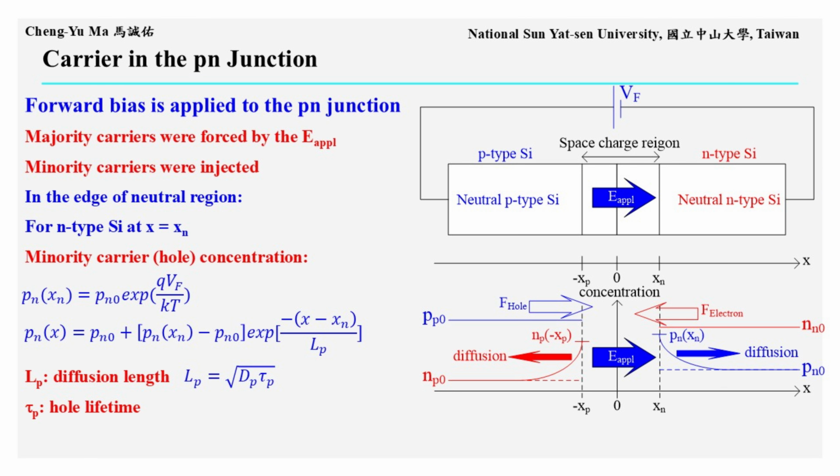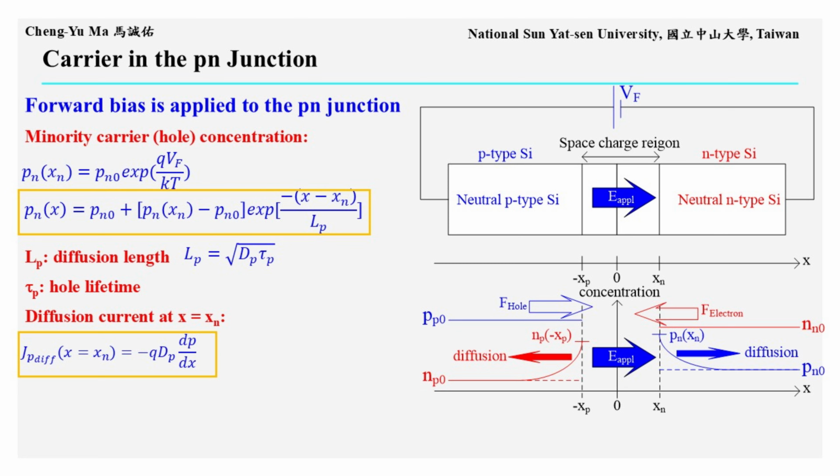In the equation, Lp is the diffusion length of holes. Physically, it represents the distance a minority carrier can diffuse before recombination. Lp is equal to the square root of Dp times tau p. Dp is the hole diffusion constant, and tau p is the hole lifetime, which represents how long a hole can survive before recombination. Therefore, the distance that minority carrier holes can diffuse before recombination is related to both their diffusion ability and their lifetime. The longer they live, the farther they diffuse. The stronger their diffusion ability, the farther they diffuse, and the longer Lp becomes.